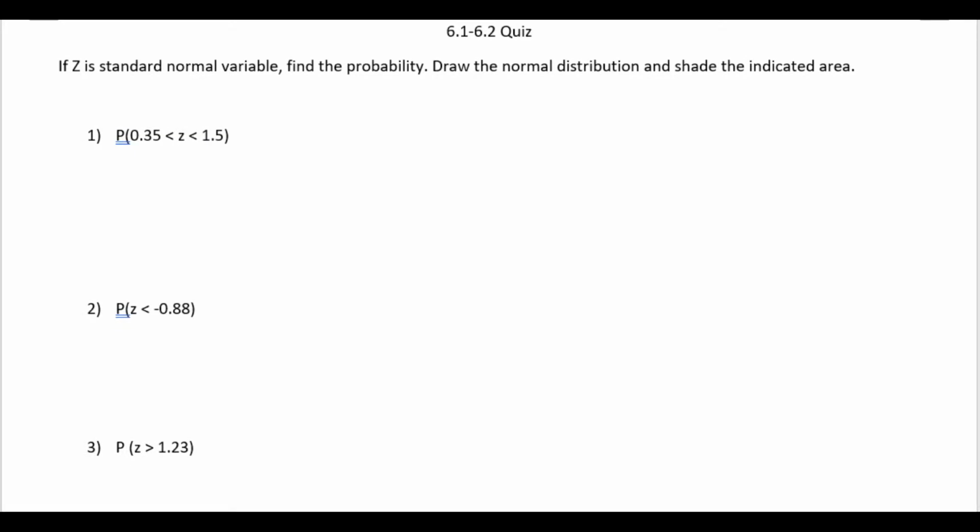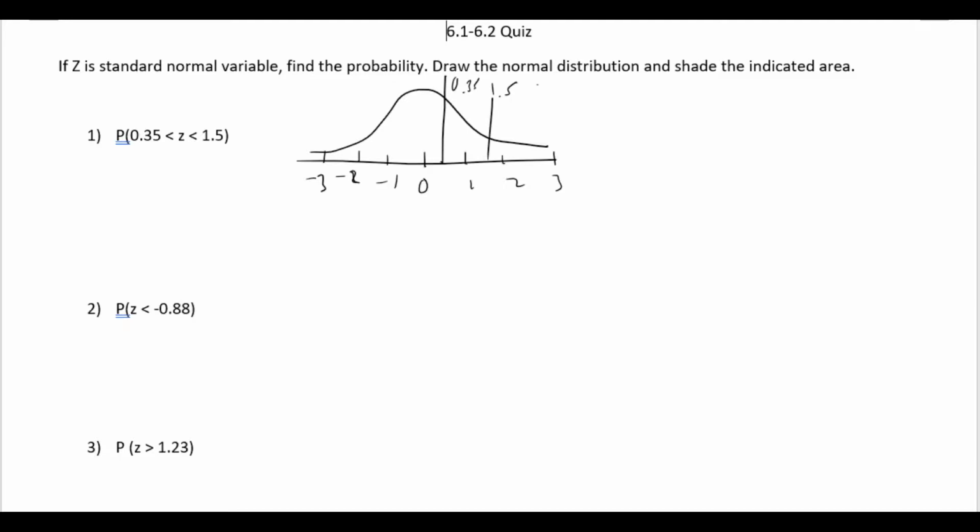So for this guy, we need to draw the normal distribution and then shade the area. So that means that we're going to draw the normal distribution real quick before we find the answer. So remember, you always start out with 0 in your bell curve. So you have 0, and then you're going by ones. So that's normally how it goes for the standard normal distribution. And then you're going to label 0.35 is around here, 1.5 is around here. And then you want in between those two. So that's your shaded area.